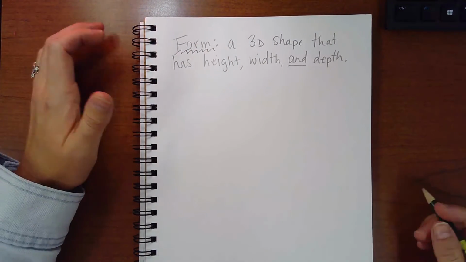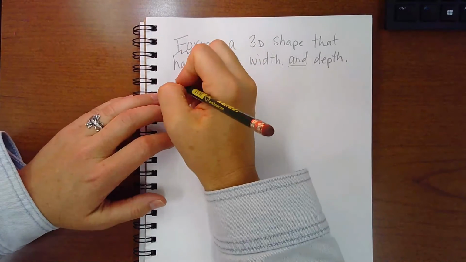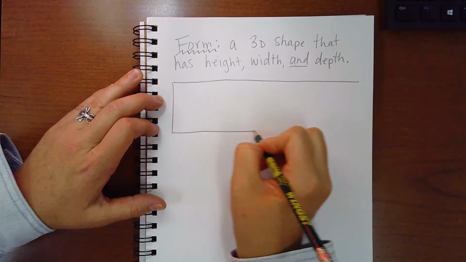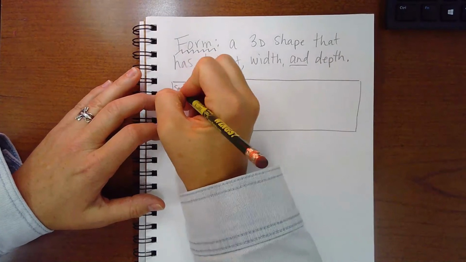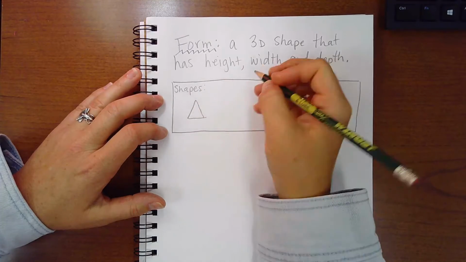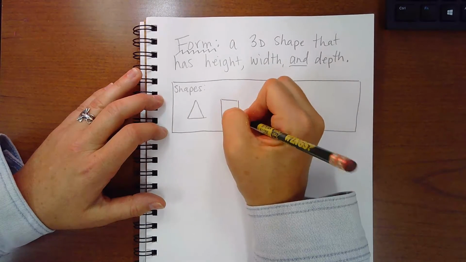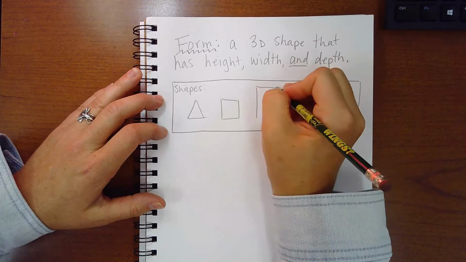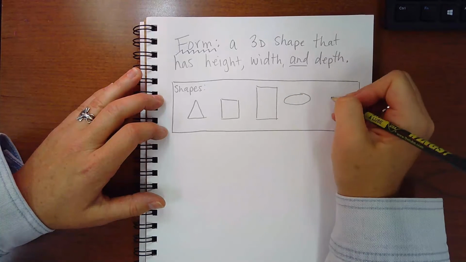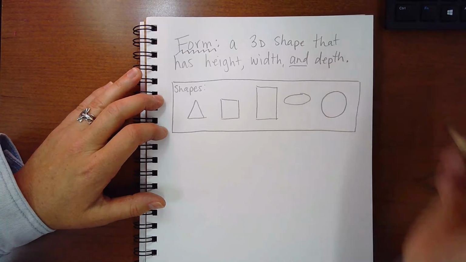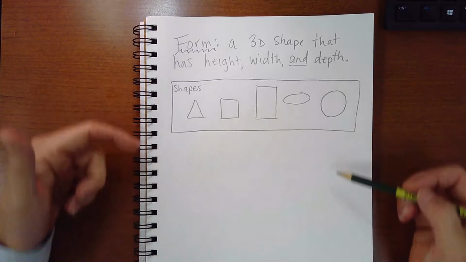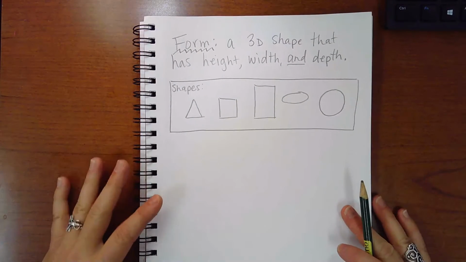All right, so at the top of your page, you are going to draw some basic shapes. I'm going to draw a little box here. These are going to be my shapes. I'm going to draw a triangle, a square, a rectangle, an ellipse, a circle, I guess an oval. Okay, so I have my basic shapes, and below each shape, I'm going to turn that into a three-dimensional form.